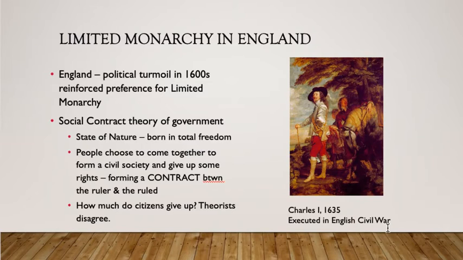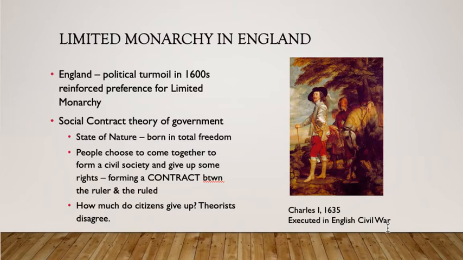And the ruler promises to give them something, right? Otherwise you wouldn't have a contract. And the ruled promise to give up some rights, right? They're not going to live in total freedom anymore to do whatever they want. Now they're in a society, they're going to have to follow rules and work together. How much do citizens give up? Who do they give up to? Can they take these back?